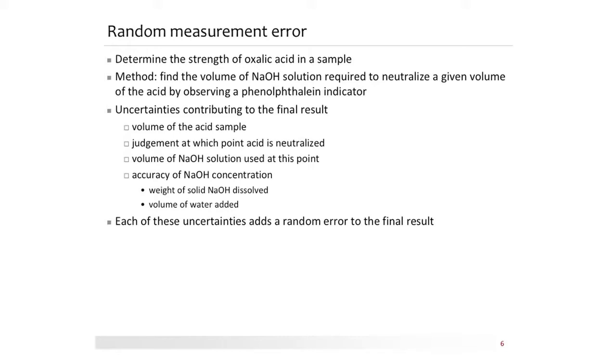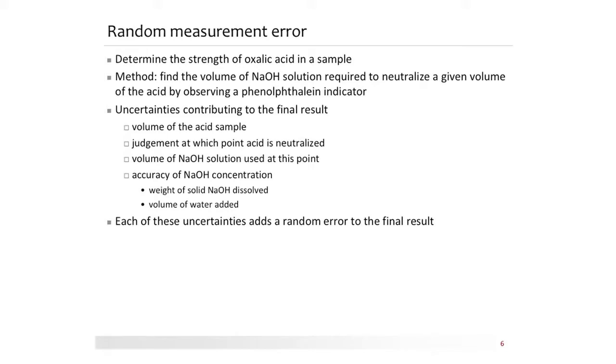So there will be errors, uncertainties related to each step of this measurement. First of all, the volume of the acid sample: you have to measure it, so there will be some uncertainty. There is judgment at which point the acid is neutralized; that's your judgment, you look at the color of the indicator. The volume of sodium hydroxide solution needed at this point, and the accuracy of the concentration of NaOH, which includes both the weight of the solid compound and the volume of water added.